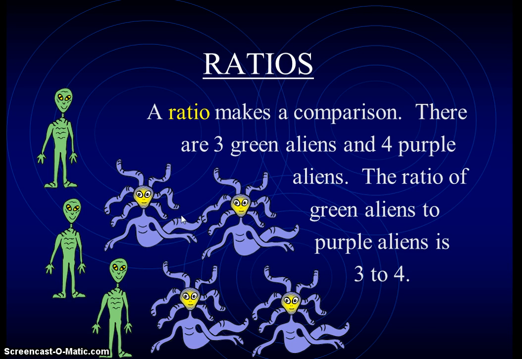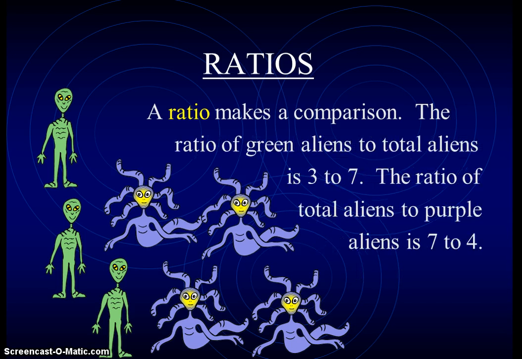So if we look at the aliens here, we're going to see the ratio of green aliens to purple aliens is 3 to 4. Okay? And the reason we say 3 first and not 4 to 3 is because it states the ratio of green aliens to purple. My green aliens, there's 1, 2, 3. Purple aliens, there's 1, 2, 3, 4. So the ratio is 3 to 4. If I said, what's the ratio of purple aliens to green aliens, you would say the ratio is 4 to 3. But that's not the case in this problem.